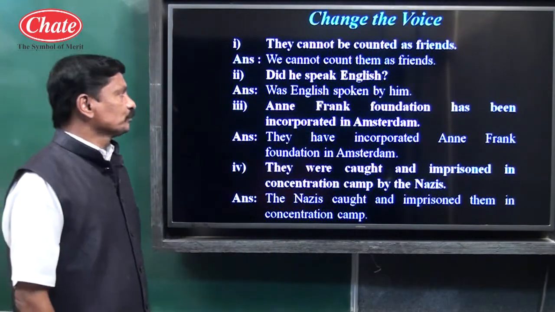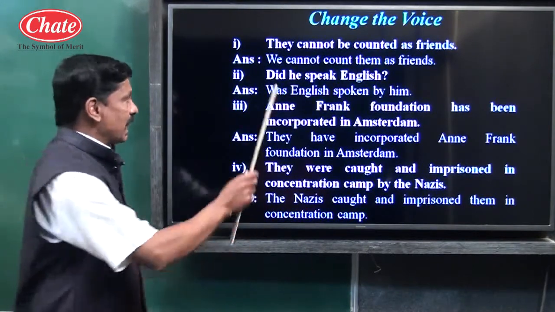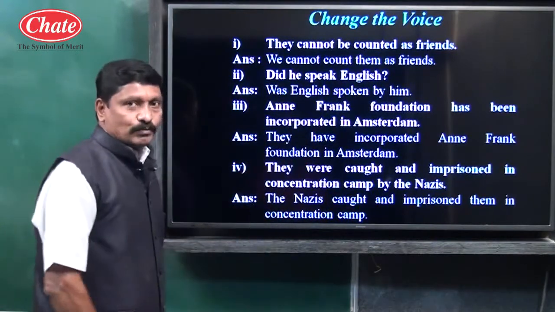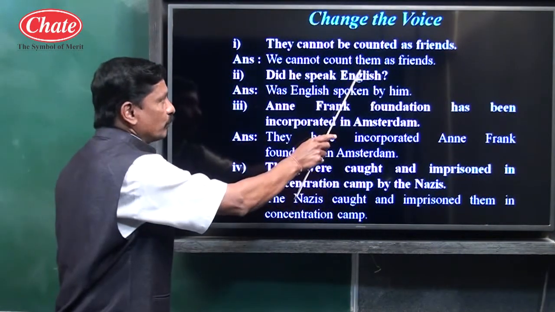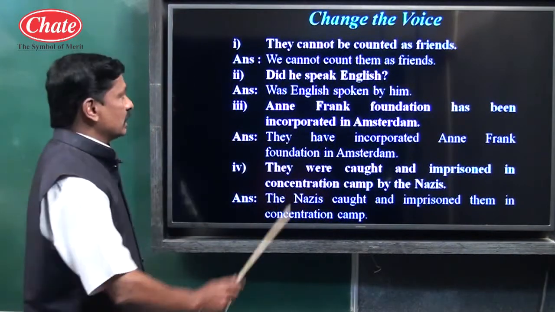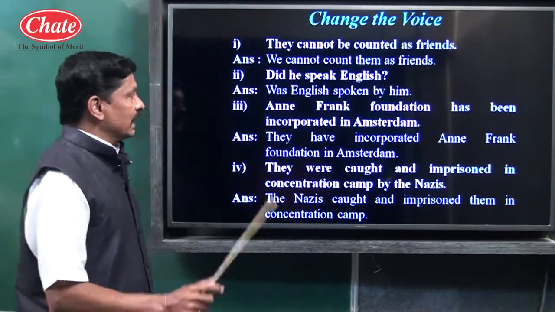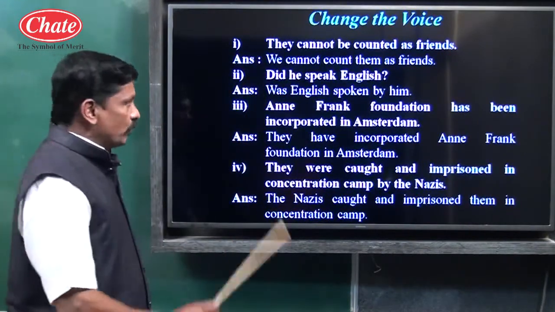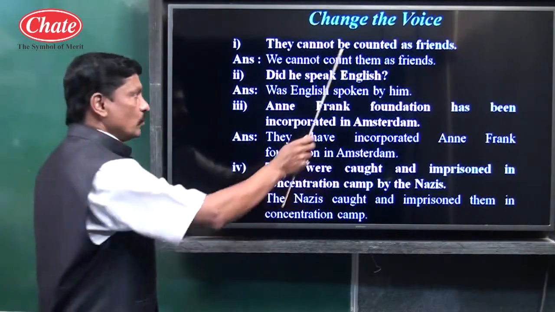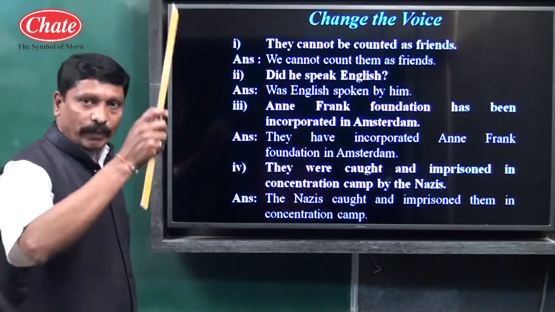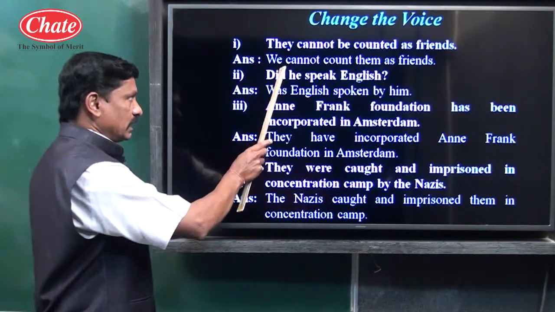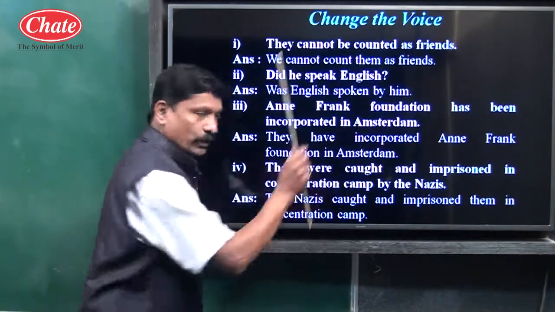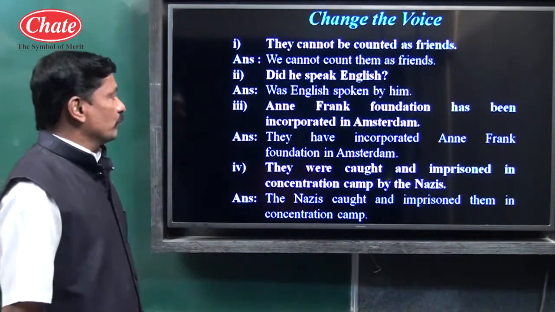Let us see the second example. Did he speak English? It is an active voice structure, because English is an object, and this object has not been given importance in this example. So children, did he speak English? It is an interrogative sentence and it is in active voice. If we want to give importance or stress to the word English, we have to make it passive voice. Did means simple past tense, so was is used. Was English spoken by him? Question mark.